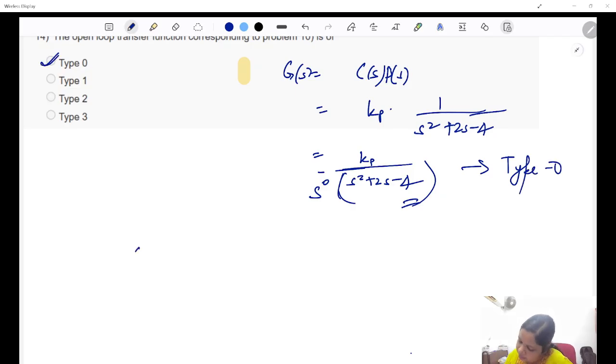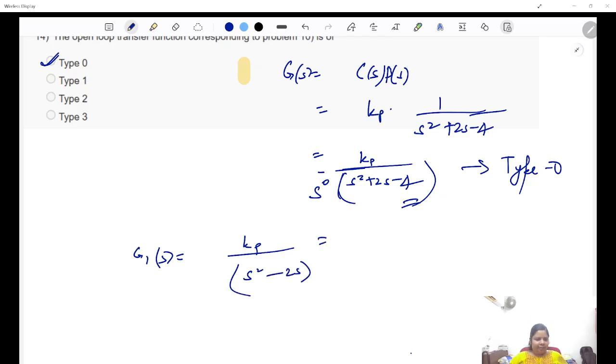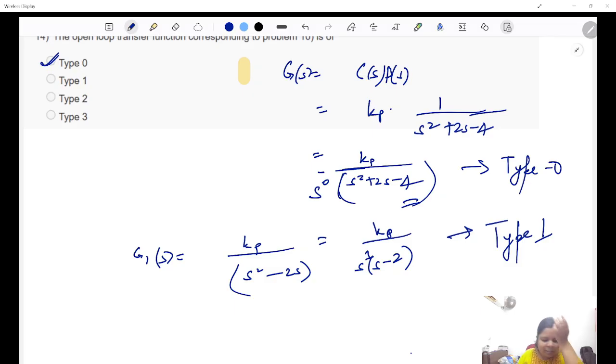I'll take another transfer function which is Kp upon s square minus 2s. We can take out s from here, right? Kp upon s into (s minus 2). So s to the power 1 remains here. So this is a type 1 system. What we are going to do with type 0, type 1 and type 2 systems, that we'll see in the next lecture. But this is how type is defined. Okay?